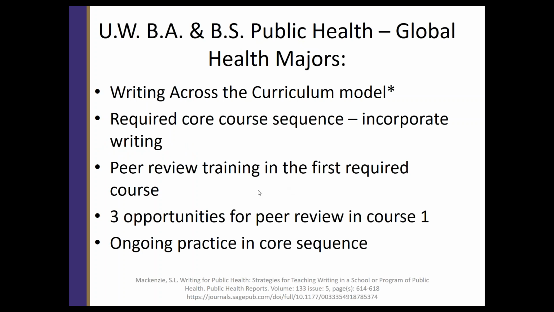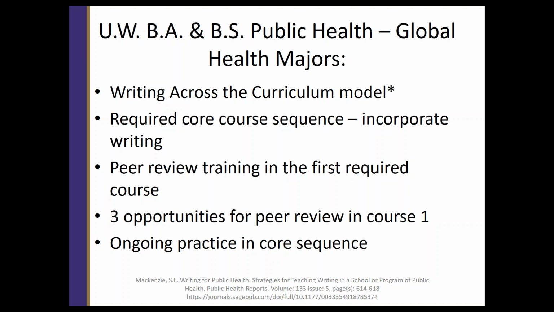Okay, so what have we done in particular? At the University of Washington, we have a Bachelor of Arts and a Bachelor of Science in Public Health, Global Health degree programs. We have adopted what's called a writing across the curriculum model. I've given a reference to an article that I recently wrote in Public Health Reports that is a review of how one can introduce writing into public health programs, both at the undergrad and the graduate level. But a key element of writing across the curriculum is that writing is heavily incorporated into and across all the courses within the curriculum.